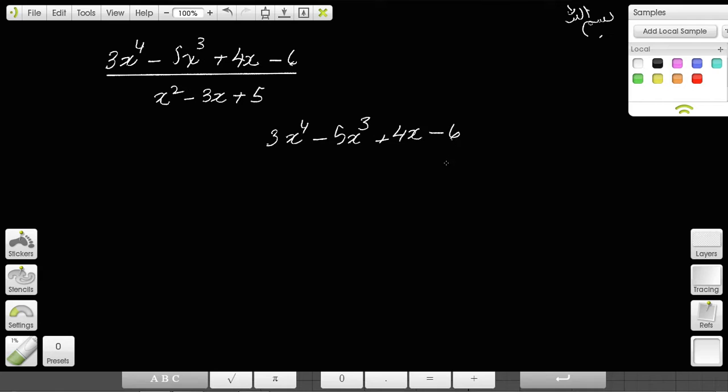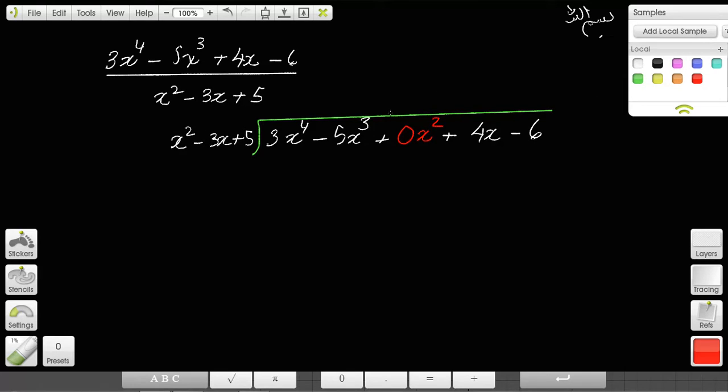Now, I hope you caught that, because there's a mistake. In this case we're missing the second degree term, so you have to put a 0x squared over here, to take this spot. So 4x and minus 6. This is the reason I want to share this example with you. And then we're going to divide this by x squared minus 3x plus 5.